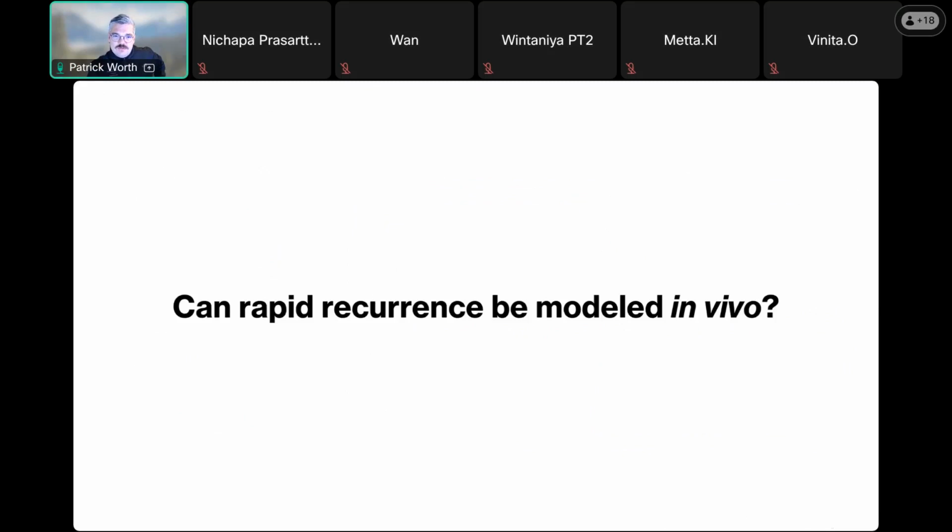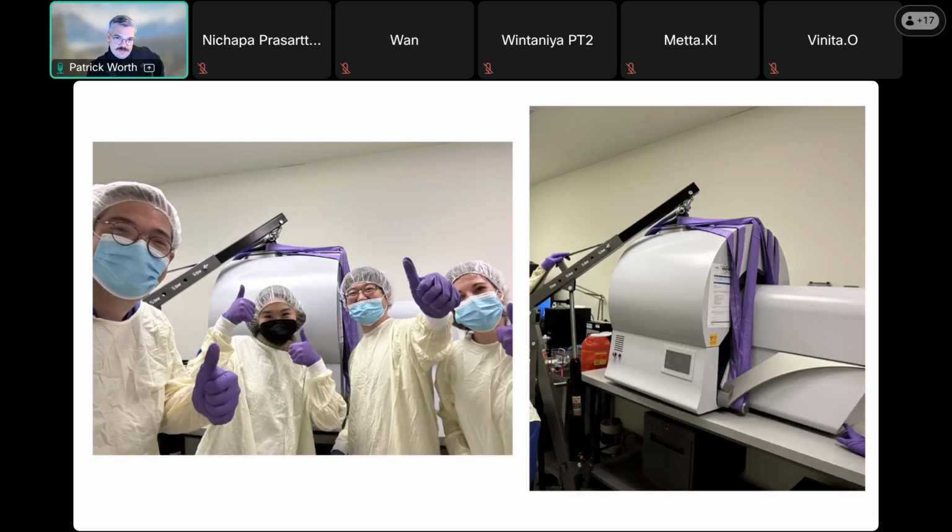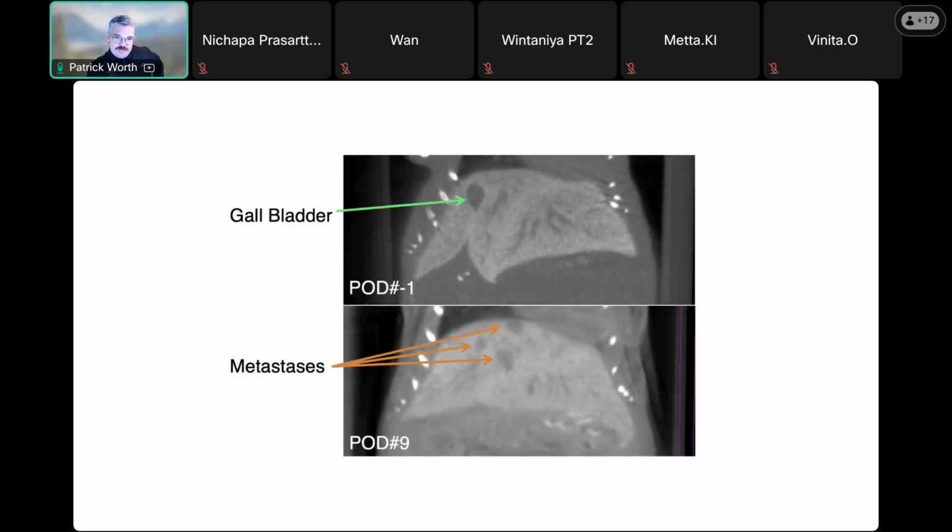So we wanted to ask also whether we could model rapid recurrences in vivo and be able to collect more tissue for preclinical studies, for translational investigations into these analyses as well. And so for many years, we had used ultrasound as a mode of trying to identify in vivo metastatic lesions in our mouse models. We've ultimately moved to a micro CT scanner, a rapid in vivo micro CT scanner that gives us really nice resolution into liver metastases.